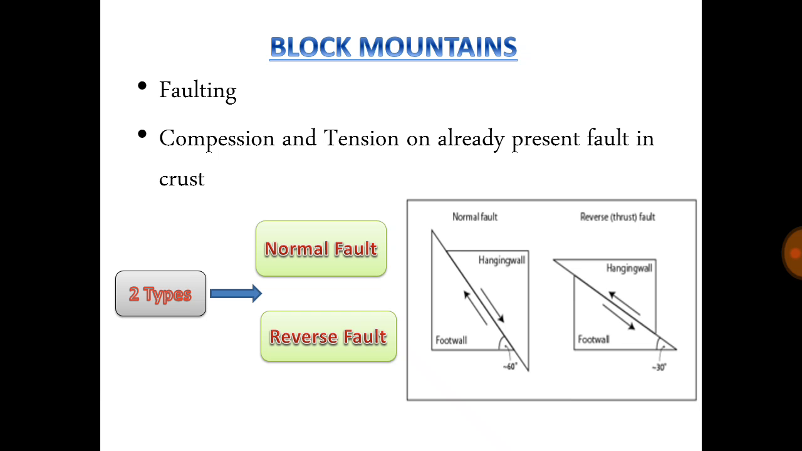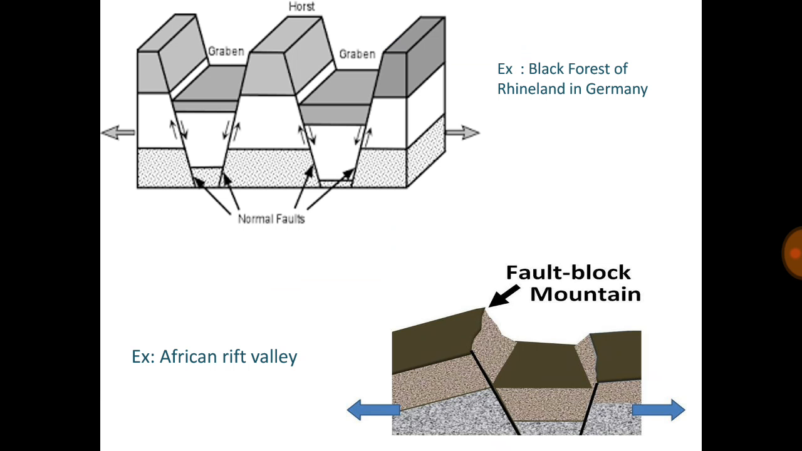Block mountain. Block mountain will form when faulting happens. Now there are two types of faulting: normal fault and reverse fault. In this diagram we can see that in a normal fault, one of the blocks will slide down because of compressive force, and in a reverse fault the block will slide up because of the force.